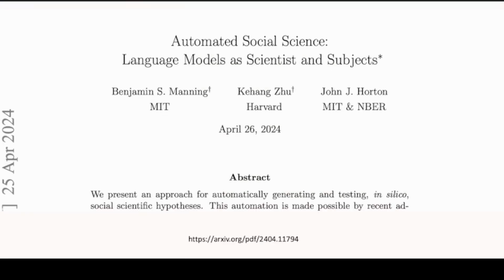Now, this paper is extremely interesting to me. These researchers use language models as subjects in a social study. They have, I think, 5 different ideas or 5 different use cases that they evaluated. Very exciting stuff. This opens up a lot of possibilities once more.